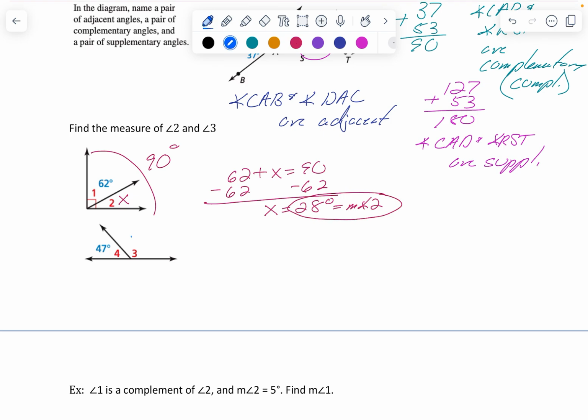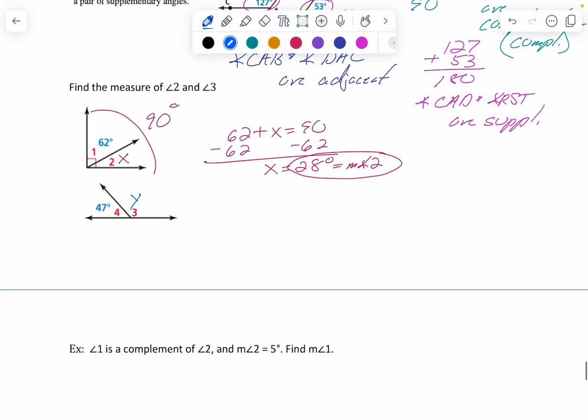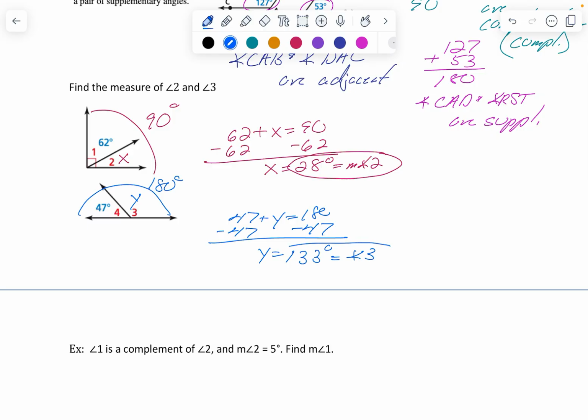We'll call this one y, just to distinguish between the two problems. So here we know this whole thing is 180. So 47 plus y equals 180. Subtracting 47 from both sides, we get y equals 133. So 133 degrees is equal to angle 3.